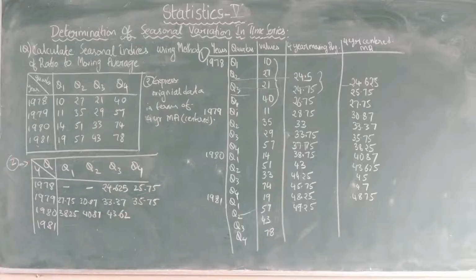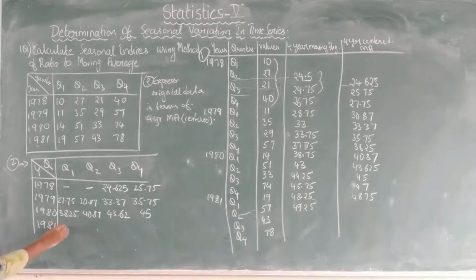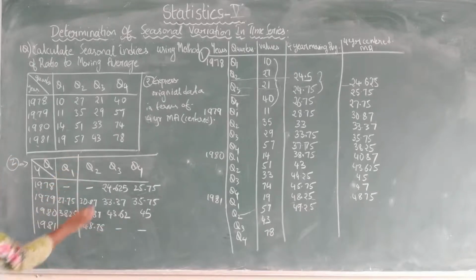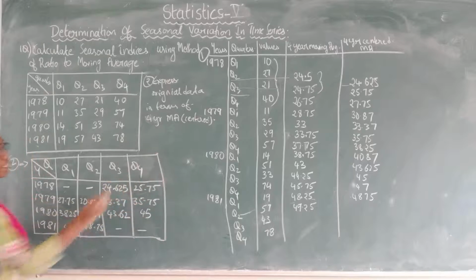You can write up to 2 digits only, so you can write 43.62. Next is 45, the next value is 47, and the last value is 48.75. We did not get the moving averages for the last 2 time points. So this is the data in terms of the moving averages. This is the second step.